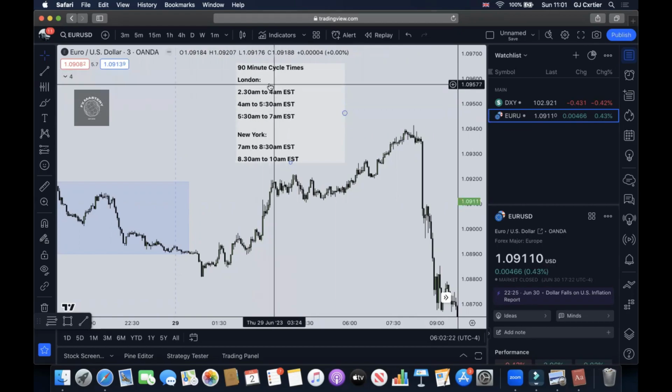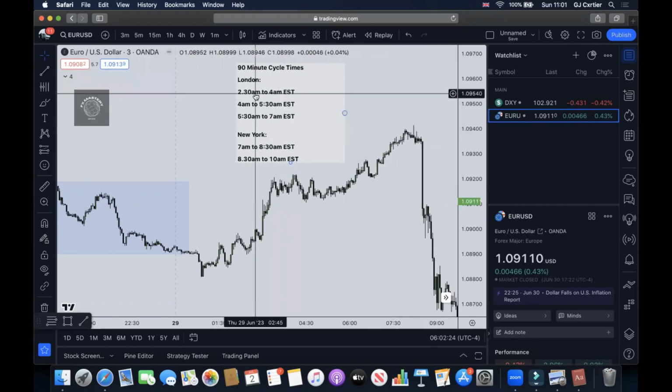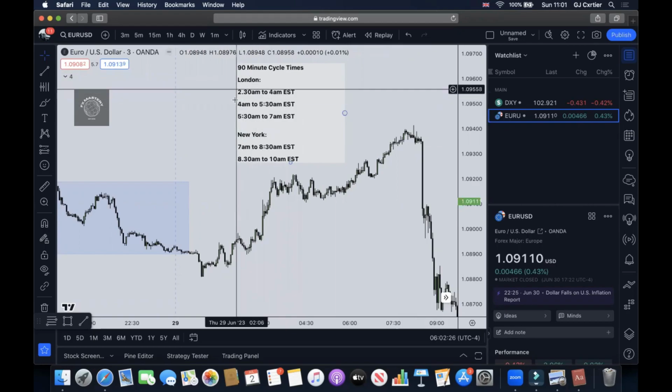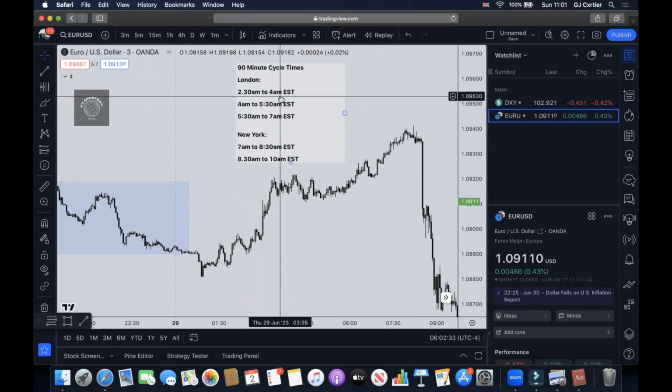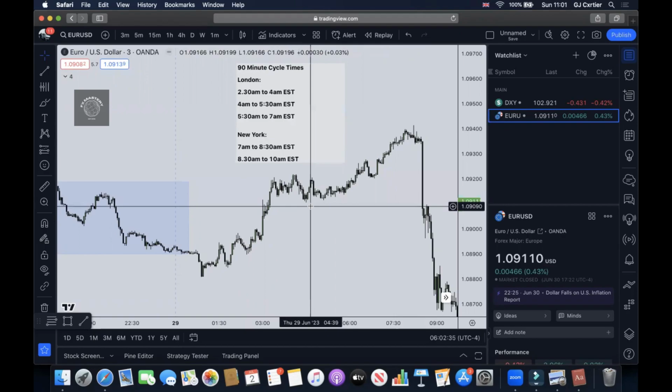So we have London, and this is all in EST time. So we have the first liquidity cycle where the DTCC release and the CLS release their funds, which is at 2:30 to 4 a.m. Eastern. And that is the example we're going to be looking at today.